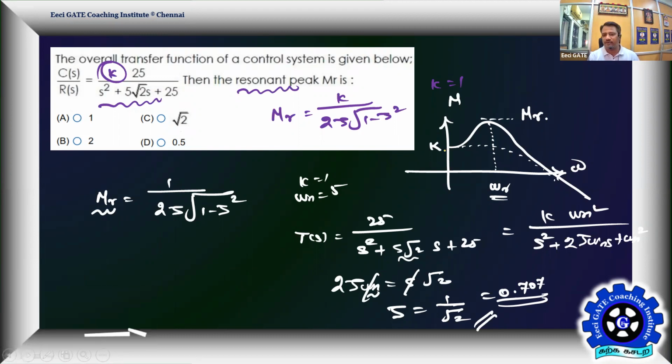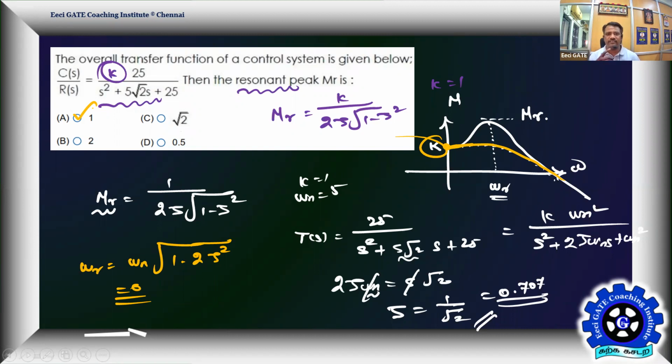Wonderfully designed. It is going to have only a maximally flat frequency response. Where is the maximum value? Omega_r is equal to omega_n into root of 1 minus 2 zeta square. If you put in the zeta, then omega_r will become 0. The maximum is at 0, so the maximum is going to be k. That is going to be 1, which is the answer. That's the resonant peak. That's a wonderful problem. There is no resonance happening in this, so it is a maximally flat response. So M_r is equal to 1 is the correct answer.